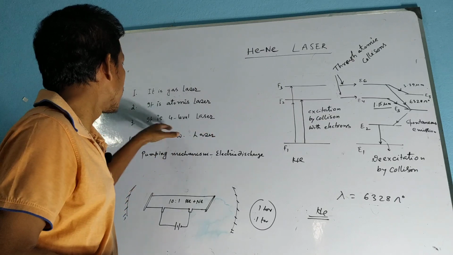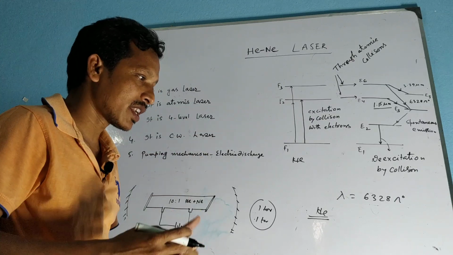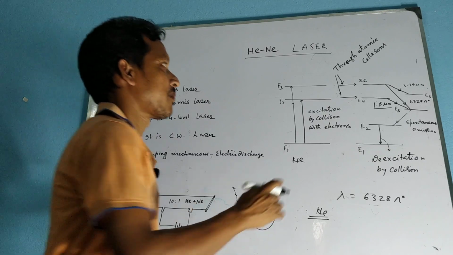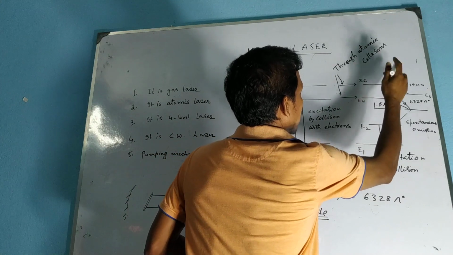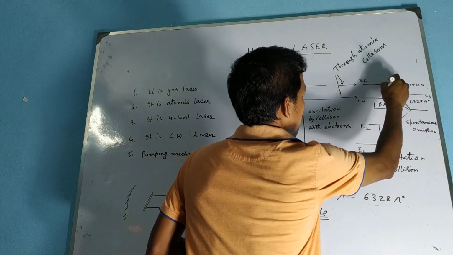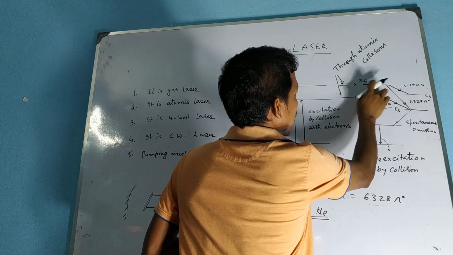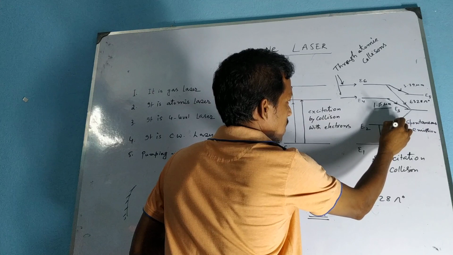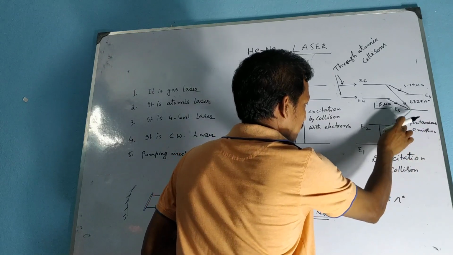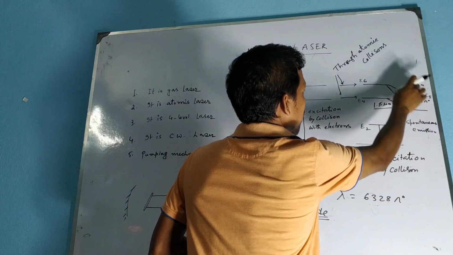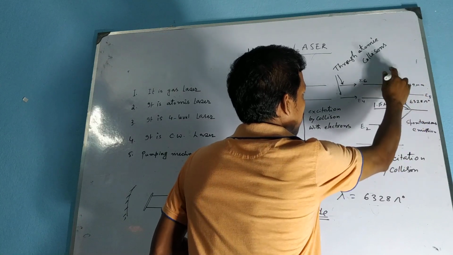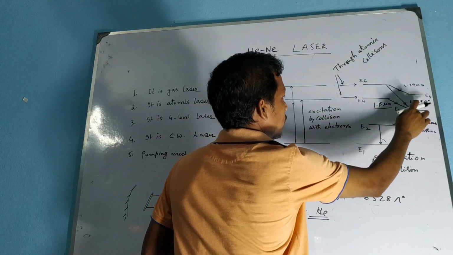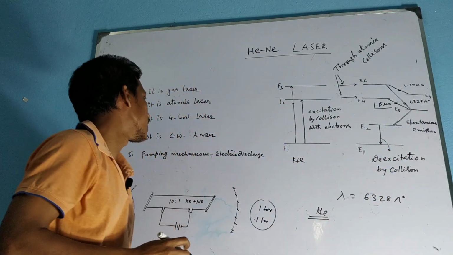Now, why is it called the 4-level laser? Because for one complete lasing action, 4 energy levels are used. If we start the transition from this state, number 1, to this state, number 2, and from this state to this state due to spontaneous emission, and again come back to this state. So for one complete lasing action, 4 energy levels are used, number 1, 2, 3, 4. So it is the 4-level laser.